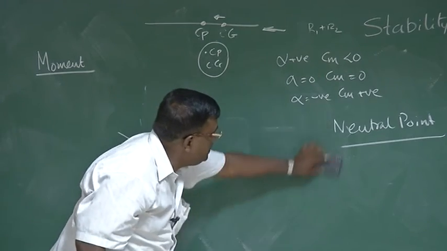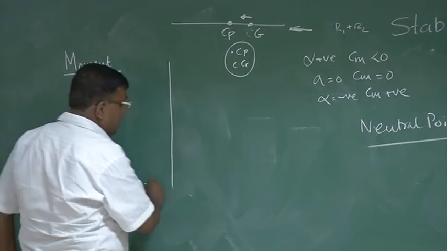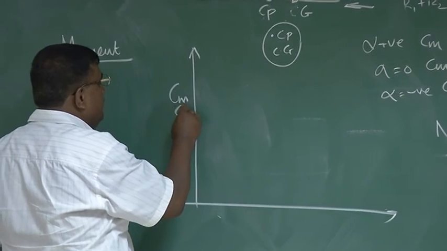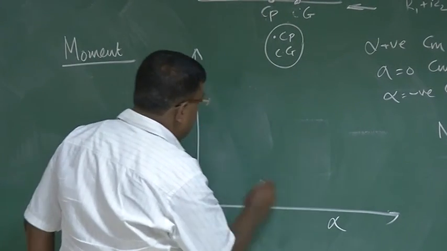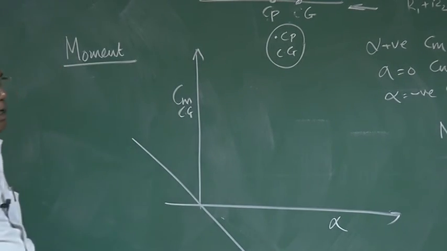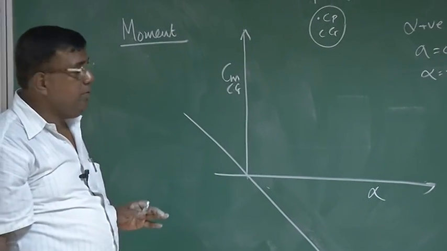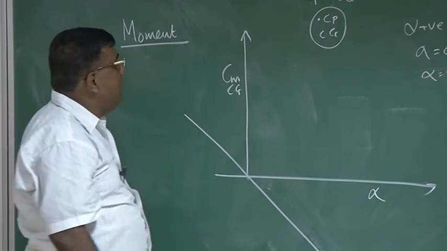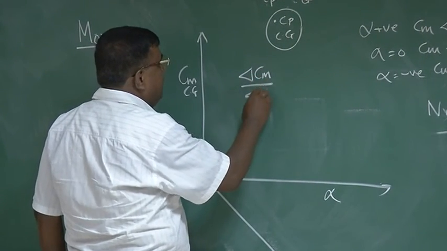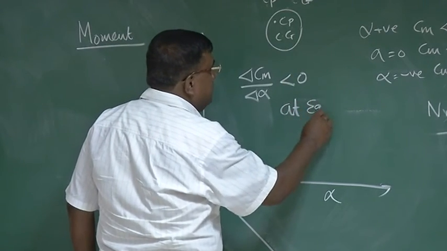So what we have learned by this is, whenever we are drawing Cm, it is actually Cm about CG, versus alpha. Whenever I am drawing a graph like this, I should know that it is about a particular CG. And for this plate or the aircraft to be statically stable, what is the condition? The condition is the slope of the Cm versus alpha graph should be less than 0 at equilibrium. This is very important.